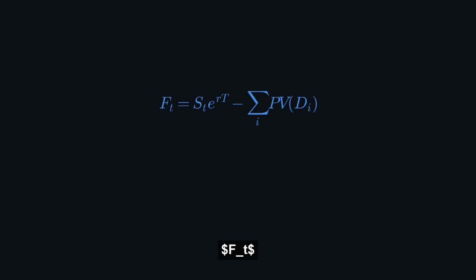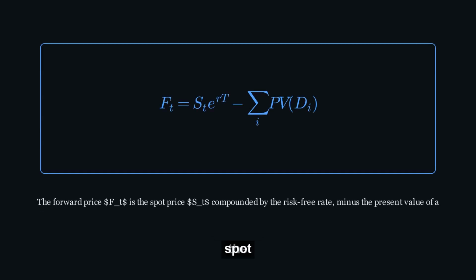The forward price $F_T$ is not simply the spot price compounded by the risk-free rate. For dividend-paying assets, it must account for the present value of all expected dividends $D_i$ that will be paid out before the option's expiration. Each dividend's present value is subtracted from the theoretical forward price. This adjustment ensures that the options are correctly valued against the future price of the asset, net of any cash distributions, providing a more accurate basis for implied volatility extraction.